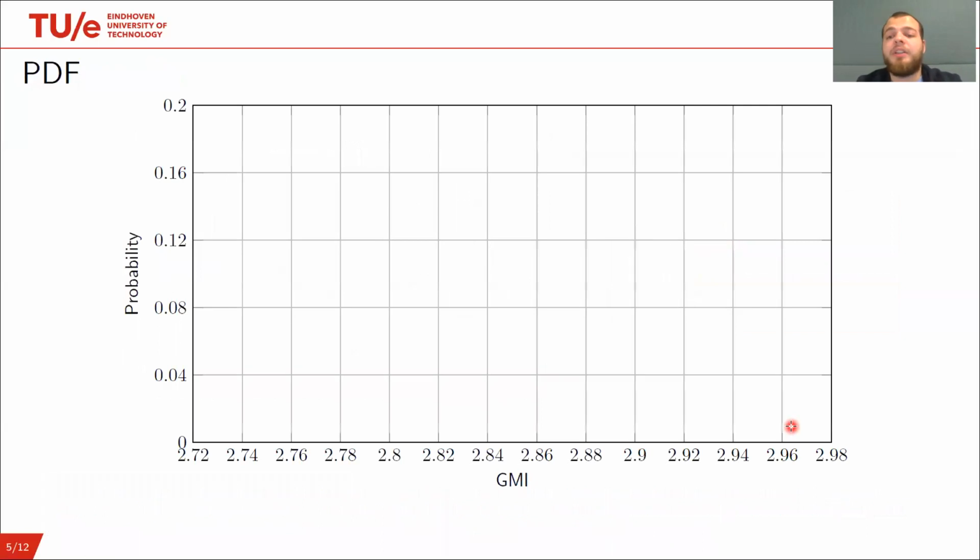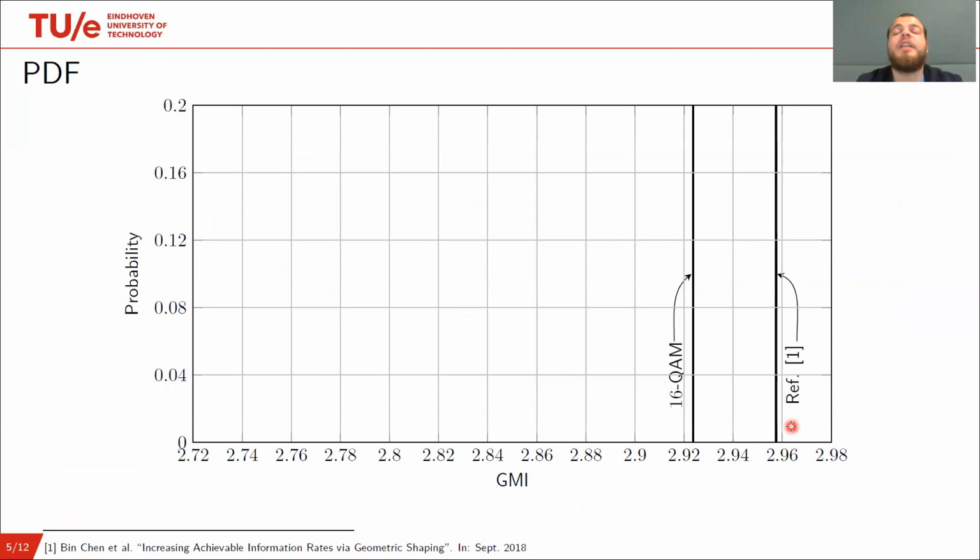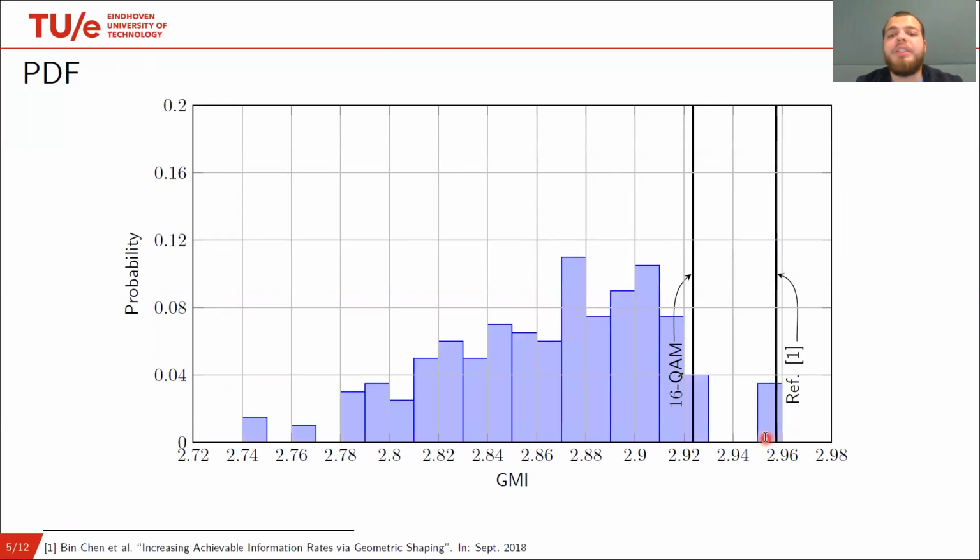The baselines we are comparing it to are 16 QAM and a state-of-the-art constellation as proposed by Bin et al. And when we plot the PDF, we see that the distribution itself is very, very wide, indicating that the GMI is very non-convex as a cost function. We also see that most of the constellations perform worse than 16 QAM, and very rarely we get constellations that are as good as the state-of-the-art constellation.